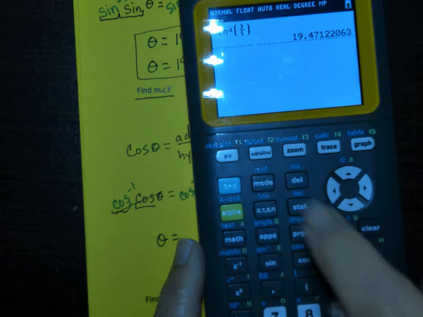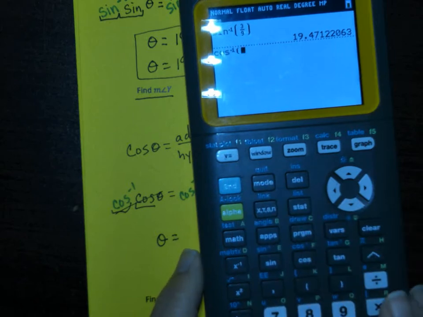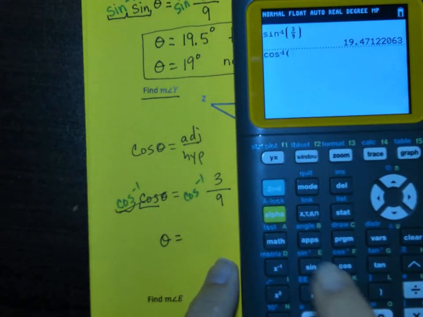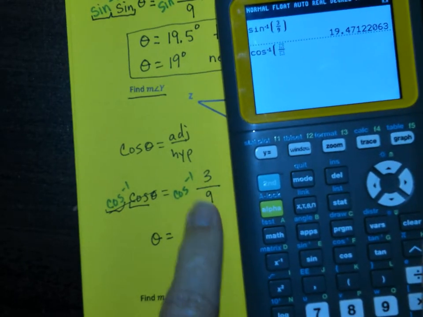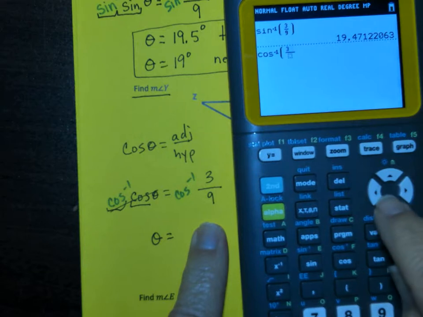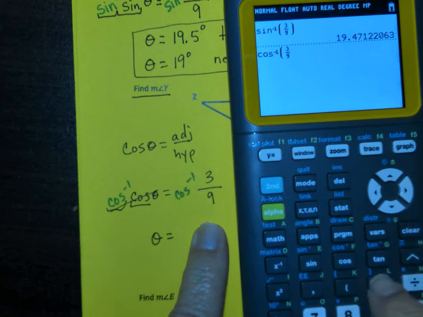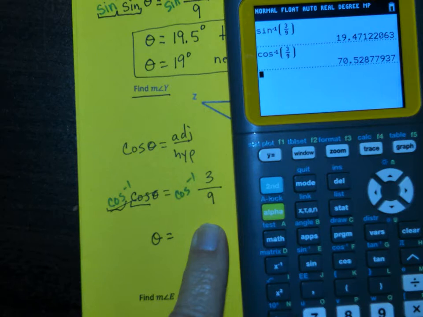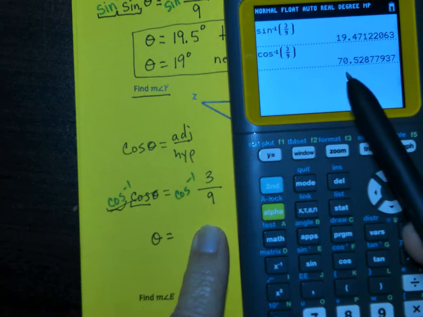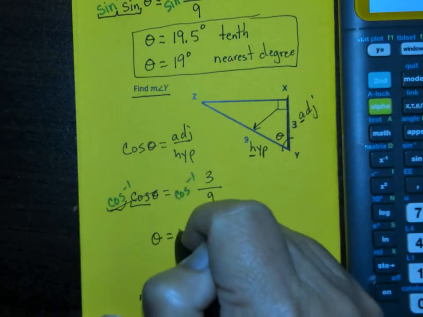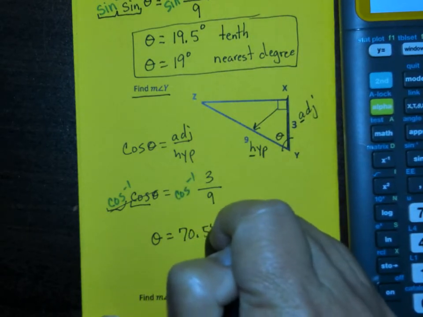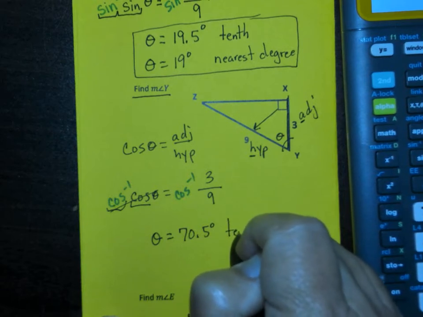So I'm going to press second, cosine, and then I need my fraction. Alpha y equals, and it's 3 over 9. 3, 9, close my parentheses, hit enter. Alright, so if it said to the nearest tenth, I would put 70.5 degrees. That's if it said to the tenth.